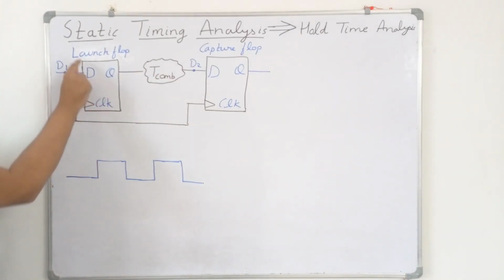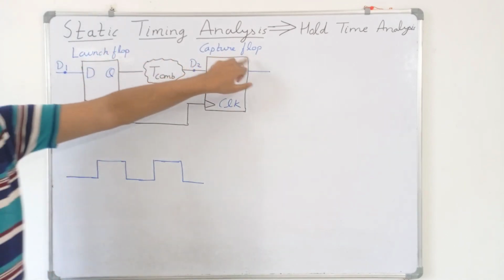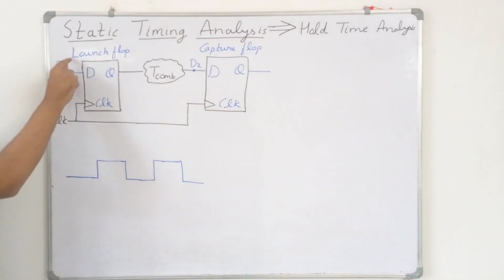This is the first flip flop. It is called the launch flip flop. This is the second flip flop. It is called the capture flip flop. This flip flop is called the launch flip flop because it will launch the data D1.